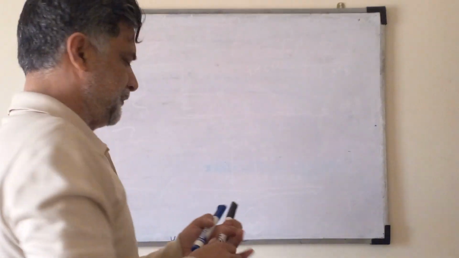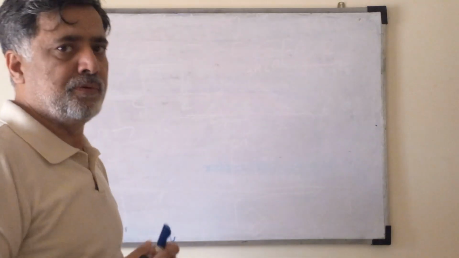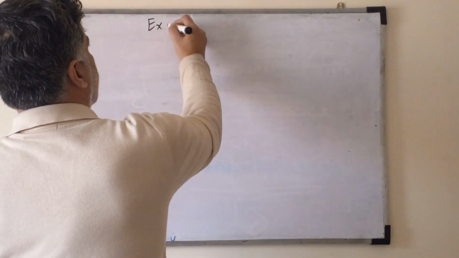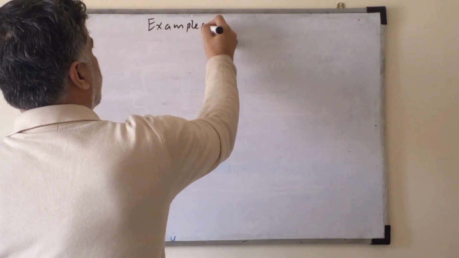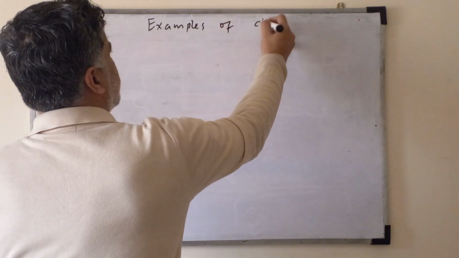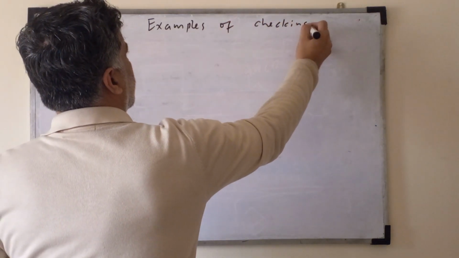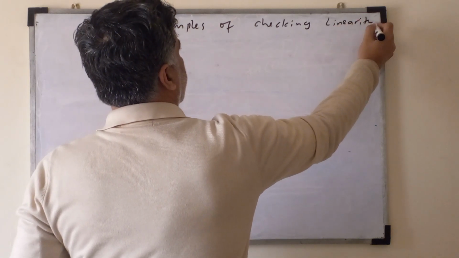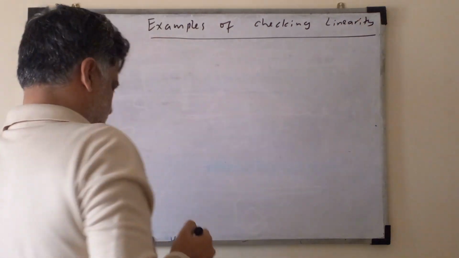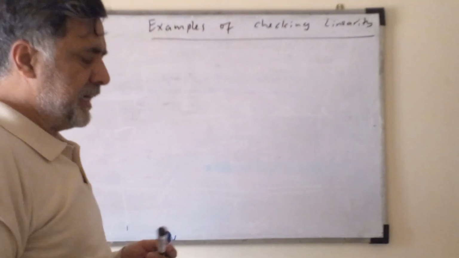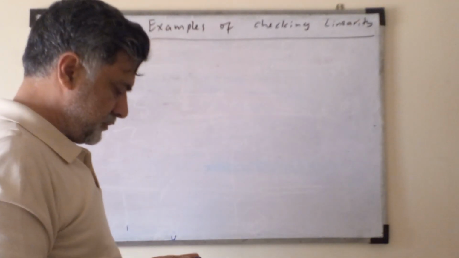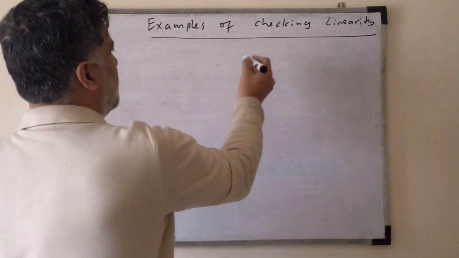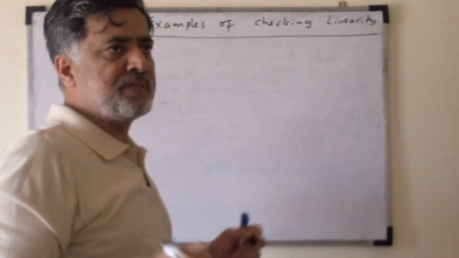Okay, so I need to give you a few examples of checking linearity, right? So let us check a system which only shifts an input signal.